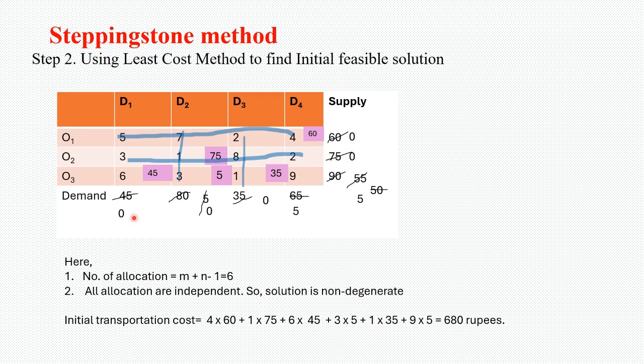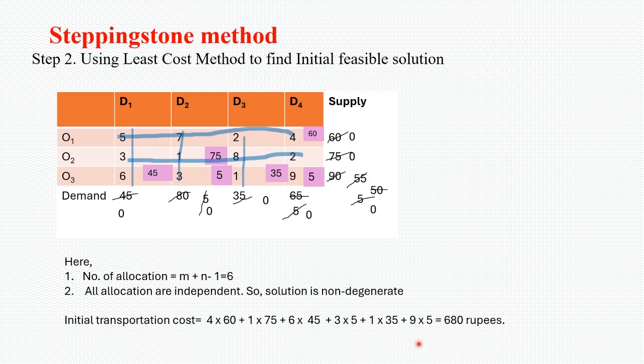Only this cell is left. Here supply is 5 and demand is also 5, hence allocate 5. Now here 5 minus 5 is 0, supply and demand both are 0. Here, the number of allocations is equal to m plus n minus 1, which is equal to 6. All allocations are independent, they don't form a closed path. So, the solution is non-degenerate. Initial transportation cost is equal to 4 times 60 plus 1 times 75 plus 6 times 45 plus 3 times 5 plus 1 times 35 plus 9 times 5 equals 680 rupees.